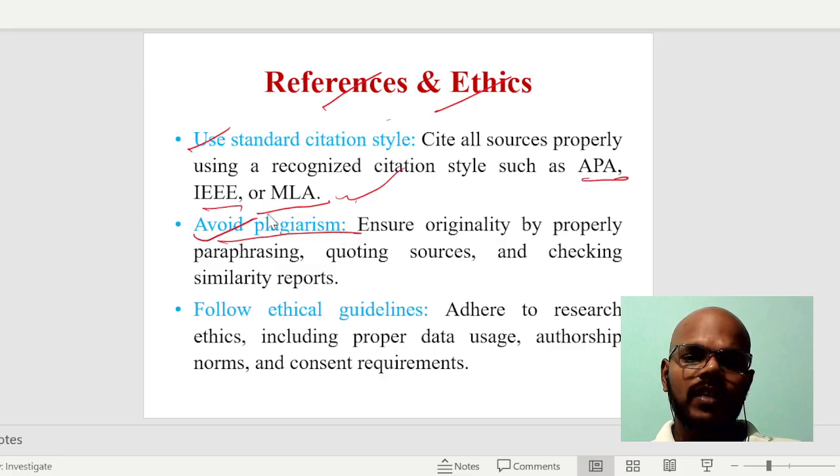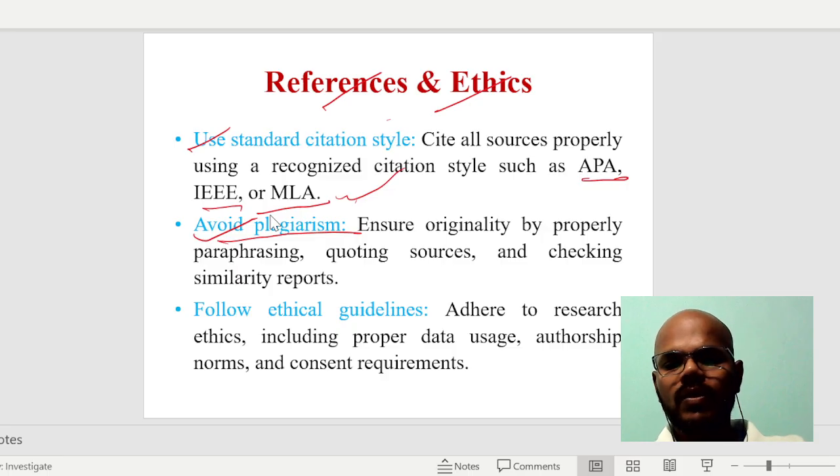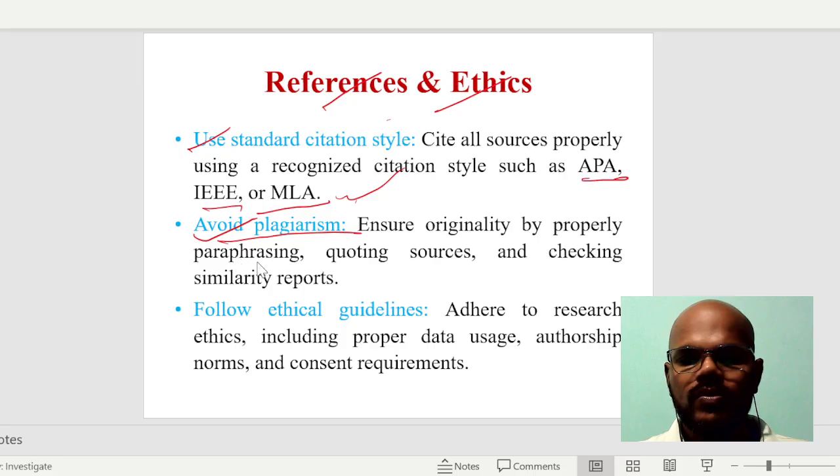If you want to use sentences with the same meaning, you should not write them the same as they were there. You should not copy and paste, or write in your own way. So that is the original research. So we have to paraphrase properly to avoid plagiarism.